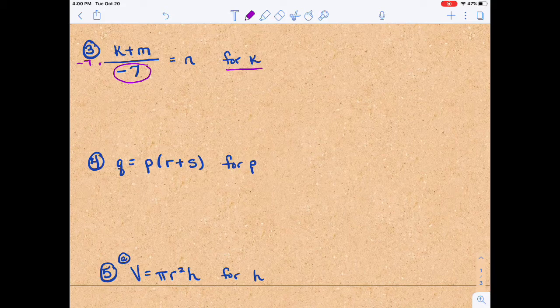I would write that a little higher, but my number 3 is in the way. Think of it like that, right? So that we're canceling just like that. We have to do that on the other side. We're going to times negative 7.